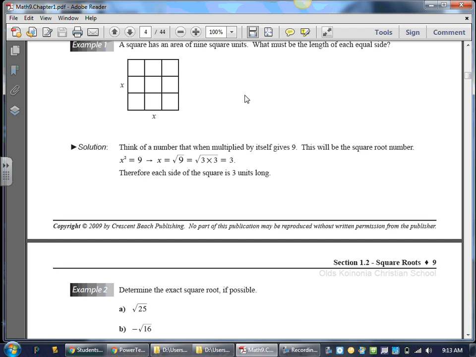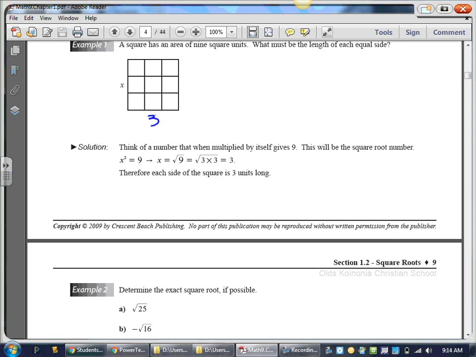Okay, so here it just says it again. Example 1, a square has an area of 9 square units. What must the length of each side be? And you know it's 3. That's right. If there are 9 units in there, then each has to be 3. So we can then say the square root of 9 is 3, or a 3 by 3 will give us a perfect square of 9. Whichever way you want to go.